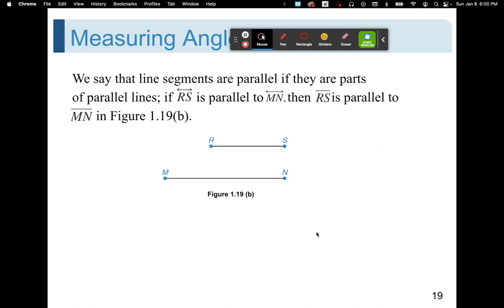We say that line segments are parallel if they are parts of parallel lines. So if RS and MN are parallel, then we can say that line segment MN and line segment RS are parallel to each other.